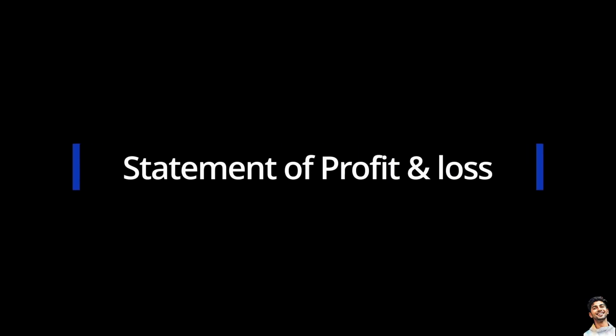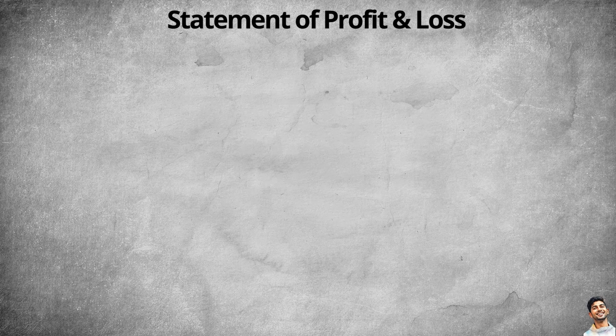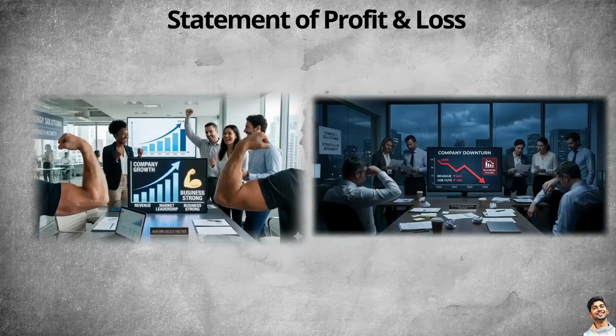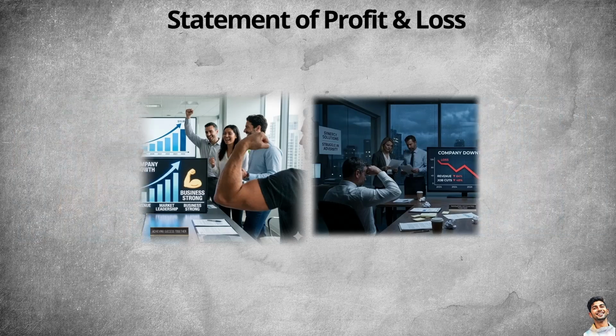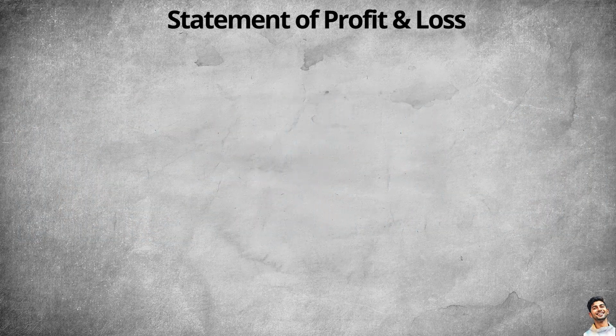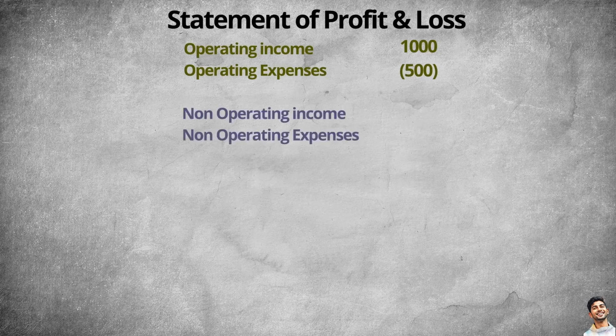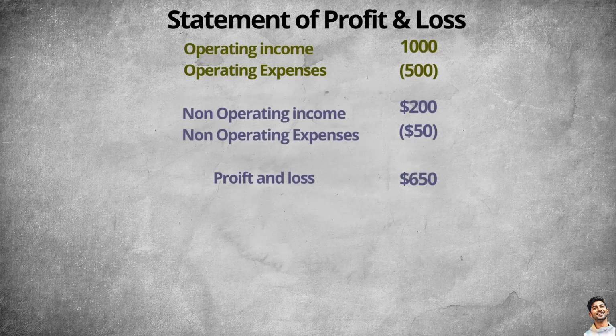Statement of profit and loss. So first, we have the statement of profit and loss. This one is all about performance. It shows whether a business made a profit or a loss over a specific period of time. Simply put, it tells you what you earned and what you spent. And at the end, it shows the final result, which could be either profit or loss.